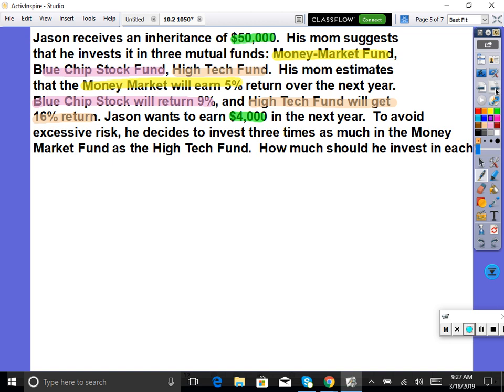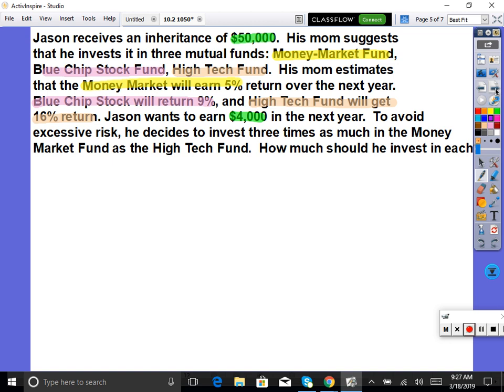Blue chip will earn 9%, high tech will earn 16% return. Jason wants to earn $4,000 within the next year. To avoid excessive risk, he decides to invest 3 times as much money in the money market fund as the high tech fund. How much should he invest in each?